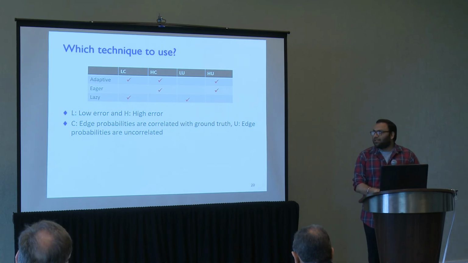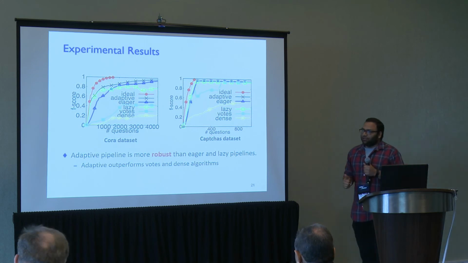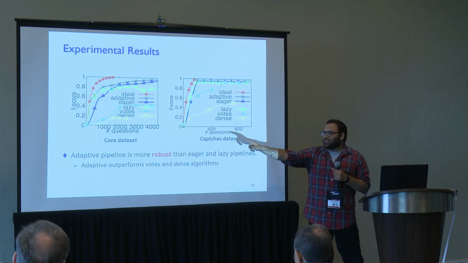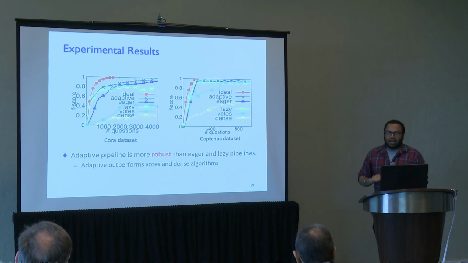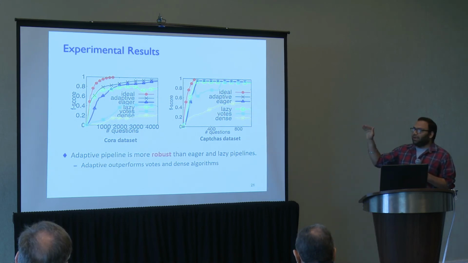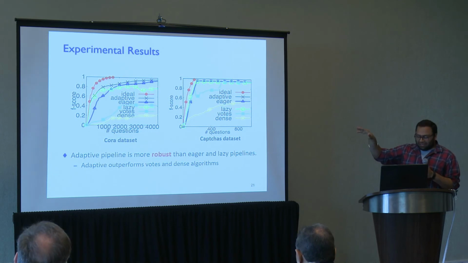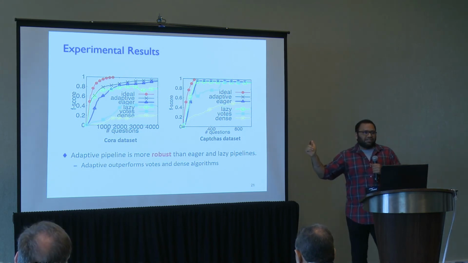Now let's look at some of the experiment results. These are the two different data sets. Cora is a text data set, a bibliographic data set. Captures is an image data set. And as you can see, the adaptive pipeline is very robust and much better than eager and lazy and votes and dense, which are the other techniques for error correction in the literature.